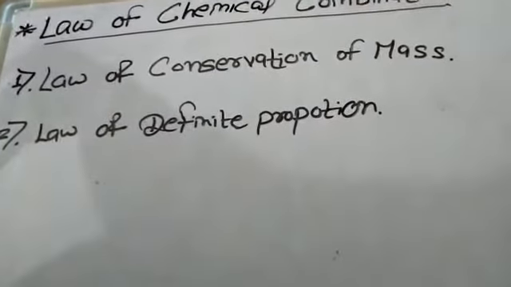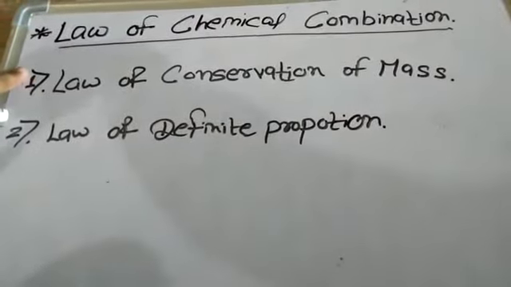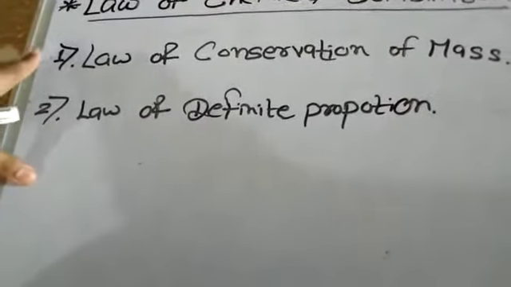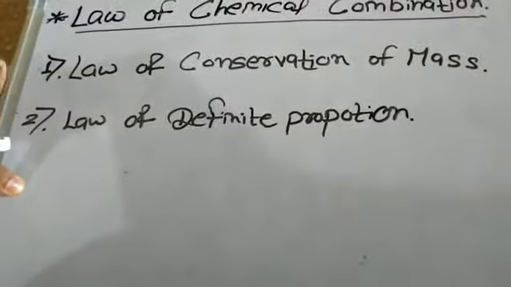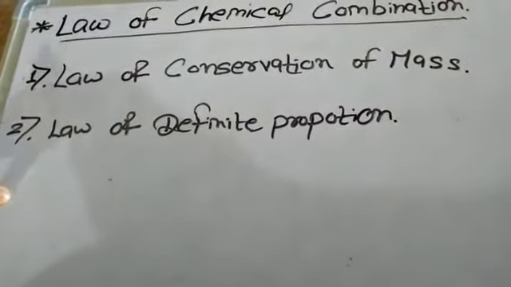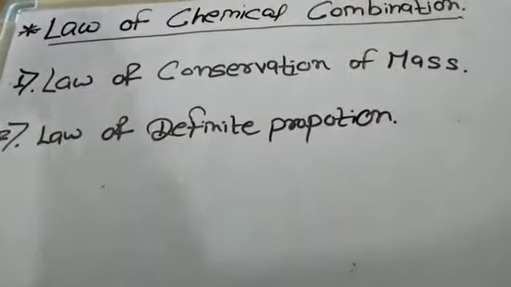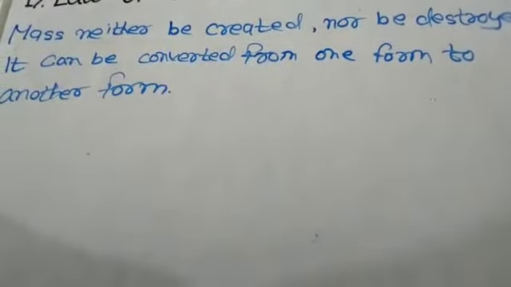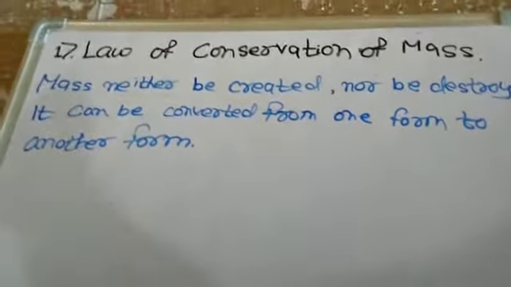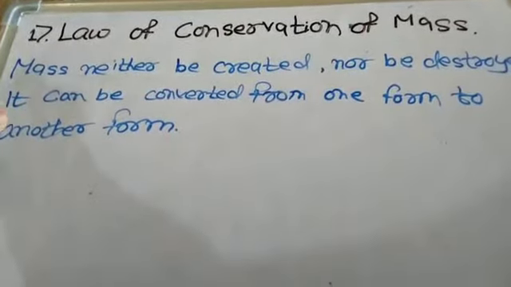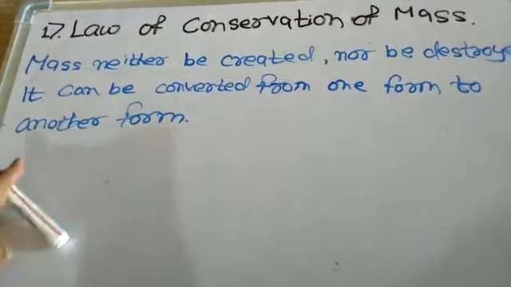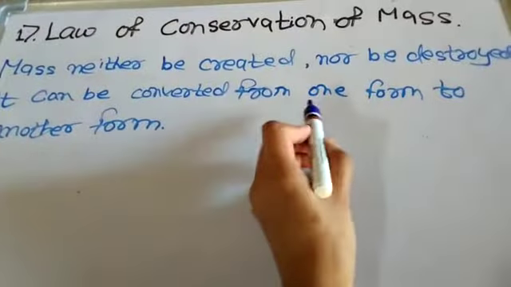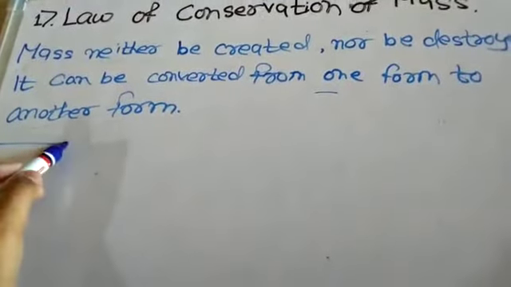Today I am going to explain the law of chemical combination. The law of chemical combination has two types. First is the law of conservation of mass, and second is the law of definite proportion. So first is the law of conservation of mass. It states that mass can neither be created nor be destroyed. It can be converted from one form to another form.